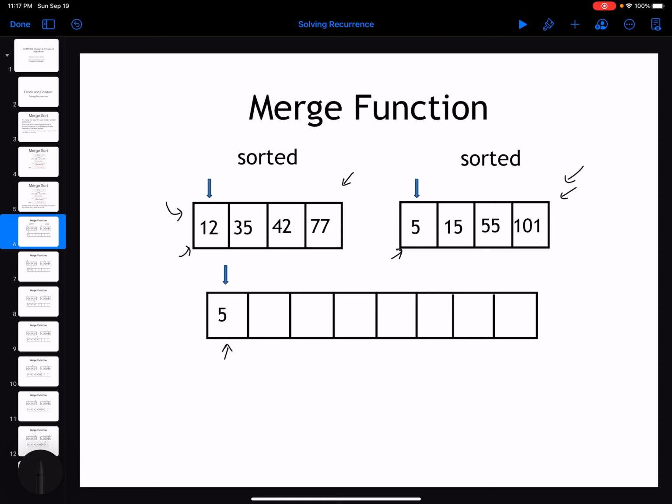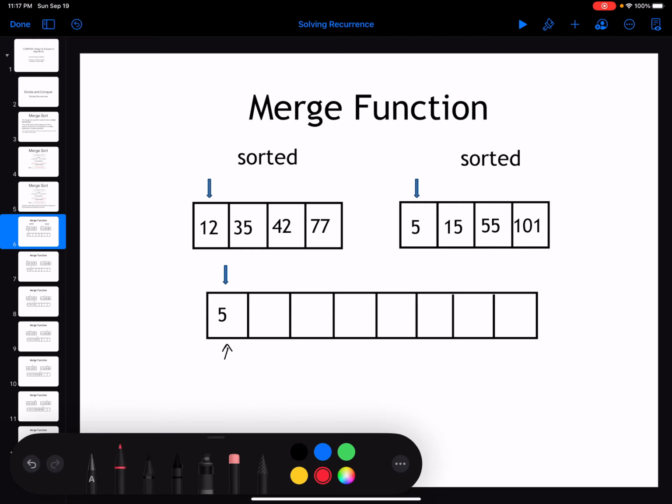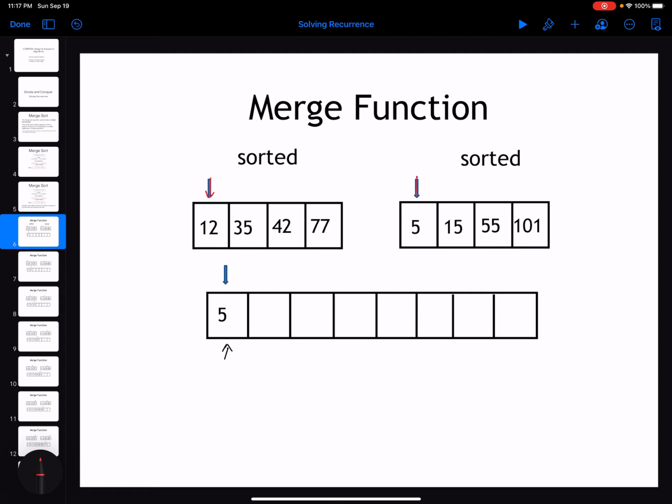So you can see that I have created two pointers, one on each of these sub-arrays, and one pointer that is starting at the beginning of the new array that we are going to fill. So you compare the smallest item from this list with the smallest item from this list. The smaller one is going to be the smallest among all the items, which is going to be 5 here, and it will be copied here.